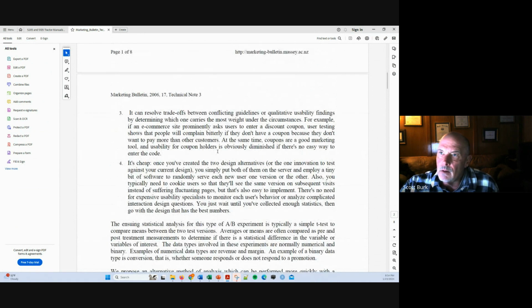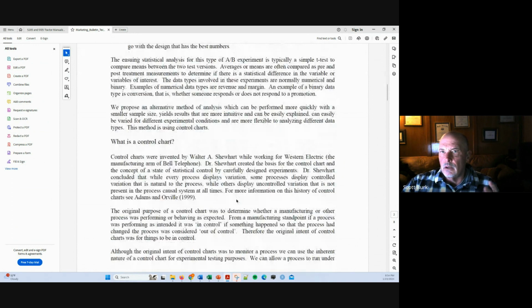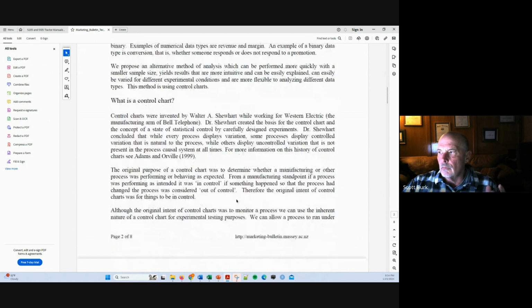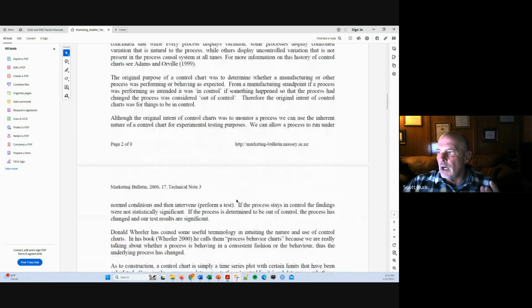So what I realized is that A/B testing requires a lot of data, right? You have to accumulate a lot of data. You have to let something run for a long time. You accumulate it, then you see if something happened, and then you move from there. So this paper is talking about the fact that these control charts, and I go through the methodology. What is a control chart?